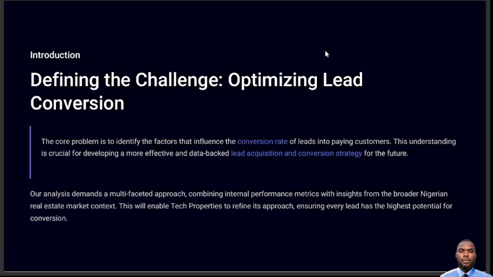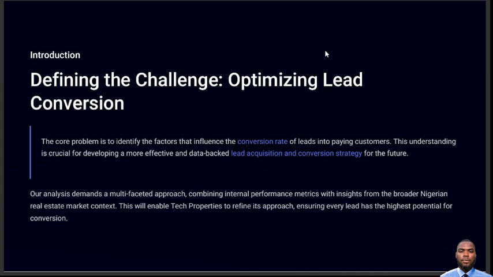Now, the first thing we need to verify when we come to our analysis step, the first thing is what? Ask. That's the first step. Now we need to know the objective of the problem we're trying to solve. The problem we're trying to solve is optimizing lead conversion. You want to understand what is affecting the conversion of leads and how to improve the lead conversion.